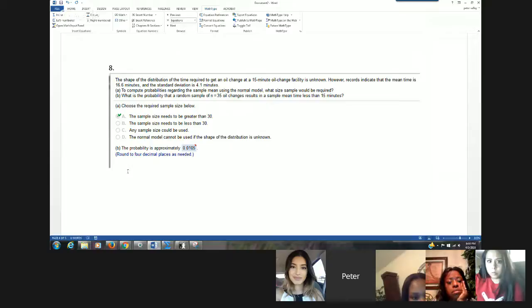So if we want to make sure that our sampling distribution is a normal model, in other words, that we can use norm CDF and all of that, then I need to make sure I at least have 30 in the mix. And then the probability of a random sample of size 35 being less than 15. Okay, so that's norm CDF.